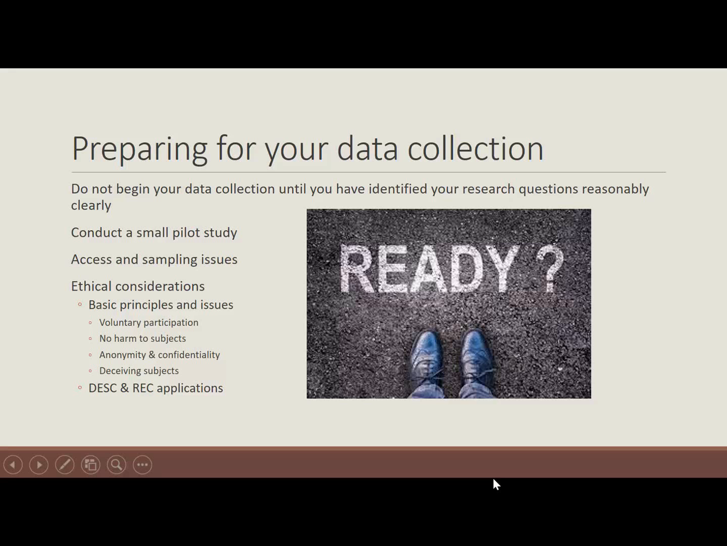Respondent, much more towards the quantitative side of research. A participant, I'm participating with you in creating knowledge. Much more in the qualitative paradigm.